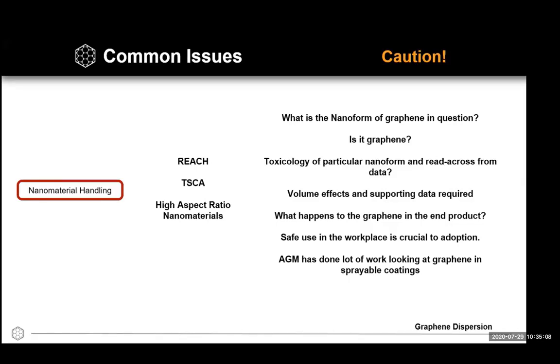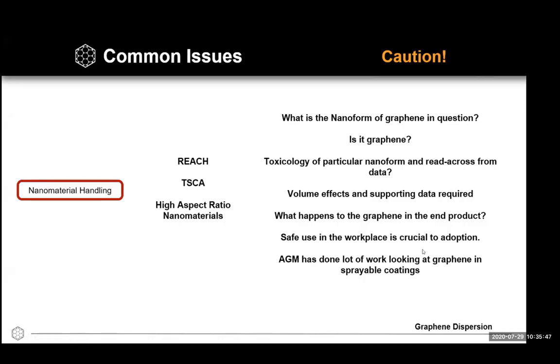And then, at the other end of the spectrum, to satisfy the end user's concerns, we want to understand what happens to the graphene in the end product. And clearly, our focus with that is on safe use of graphene in the workplace. And we see that as a major milestone and being crucial to adoption of this technology. We've done a huge amount of work in this area, looking, as I mentioned before, at sprayable coatings, and proving to ourselves and proving to the community that graphene stays put in sprayable coatings and doesn't become a free material in those types of applications.